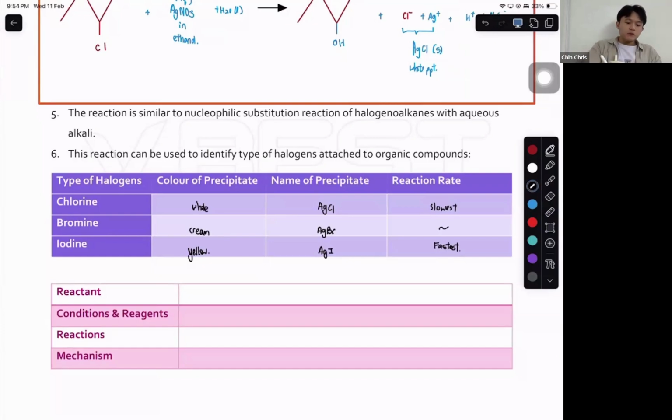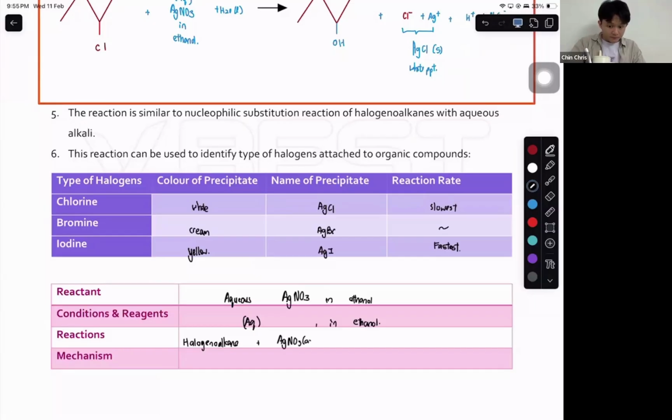Alright, guys, your reactant is going to be aqueous AgNO3 in ethanol. Remember, I need to see the word aqueous, I need to see the word in ethanol. So if I take a halogenoalkane plus silver nitrate, I'm getting an alcohol and a precipitate. So this is an SN1 or SN2 reaction. That's it. And guys, we are done with chapter 15.